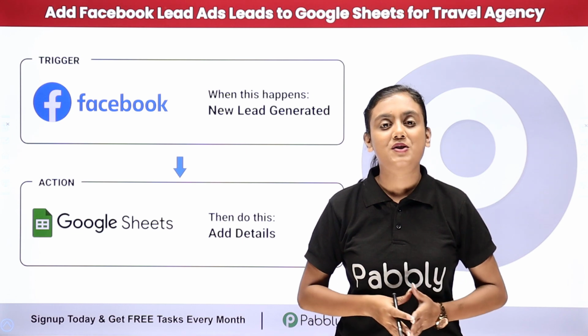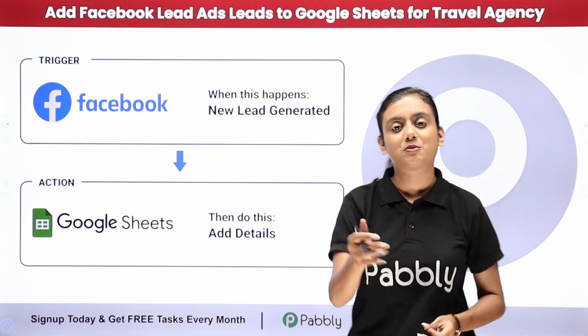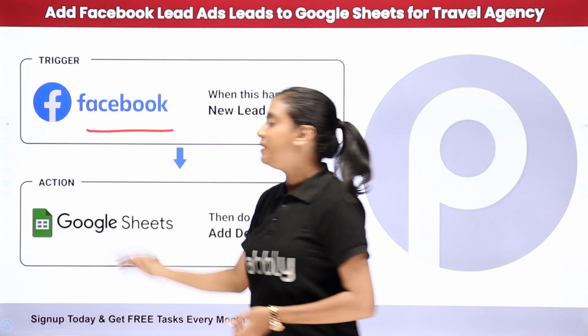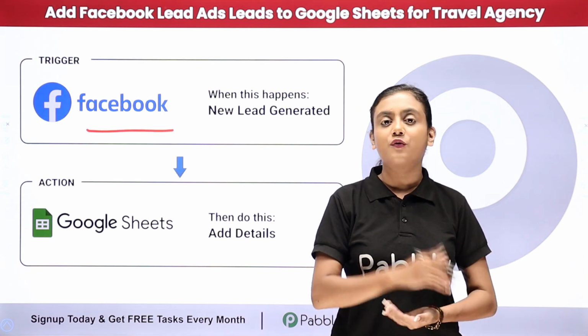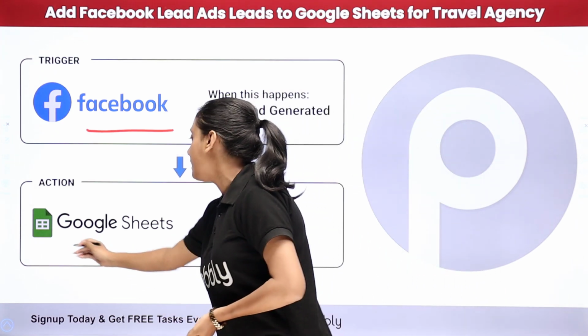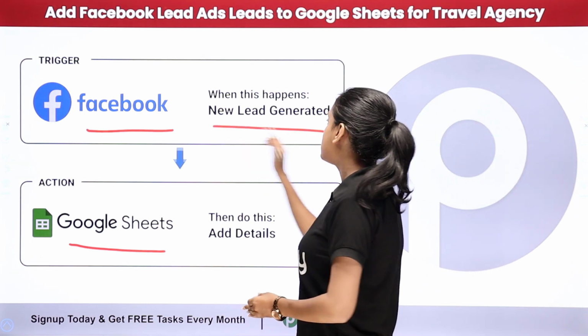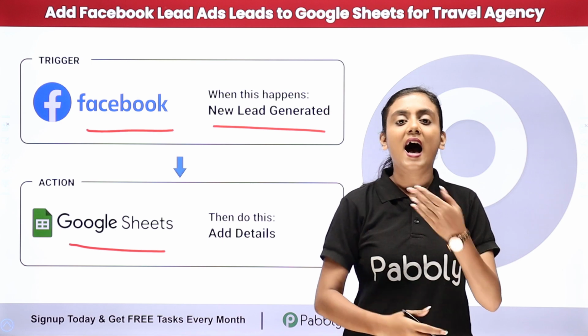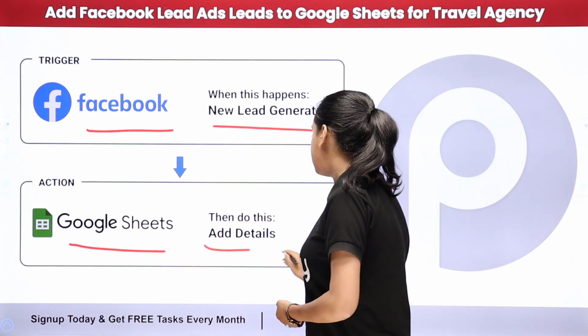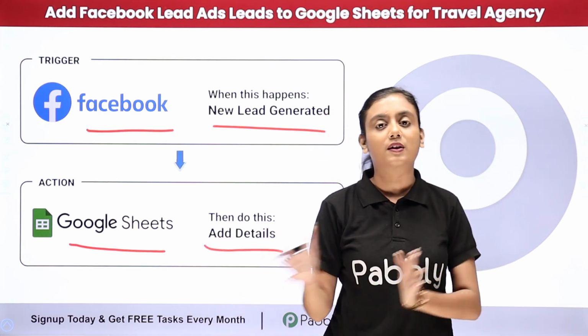So I'm an owner of a travel agency business and I promote my business with the help of Facebook lead ads. And I manage data of all the new leads generated in my Google Sheets. Over here, what I want is that as soon as a new lead is generated using Facebook lead ads, I want to add the data of the new lead generated in my Google Sheets. I want to add all the details.